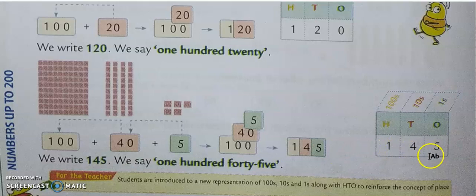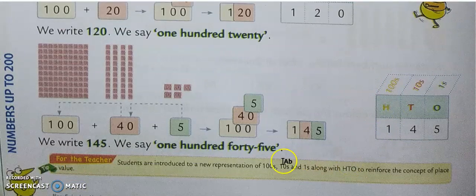First of all, we will write at the correct place, 5 at ones place because here are 5 ones. Here you can see 40, sorry, 4 tens means 40. So 4 tens you have written here, 4 tens and 100. So 1 at hundreds place. Okay. So like this we will write this number 145. We write 145 and we say 145.